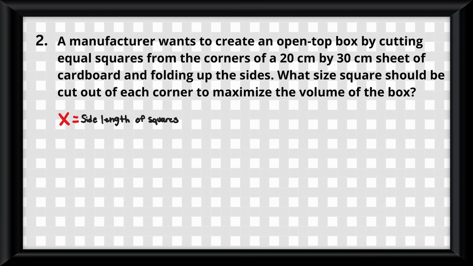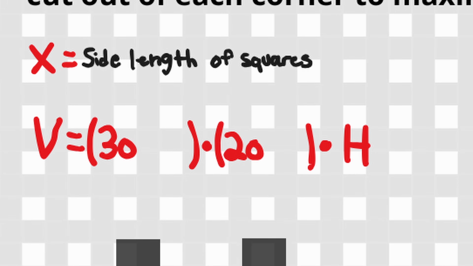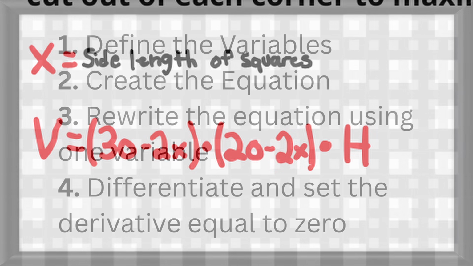For the second problem, it's pretty simple. It's a box, so volume, length times width times height. However, our length of 30 and width of 20 are getting squares or x's cut out from each corner, so we can say -2x on each of them. Beautiful. Now for step 3.